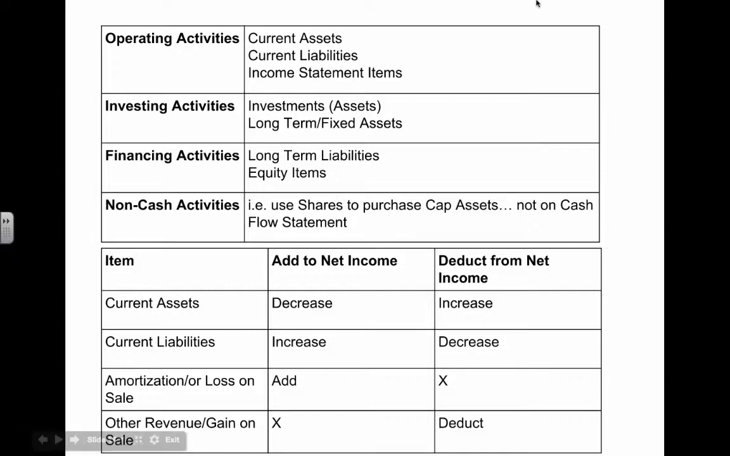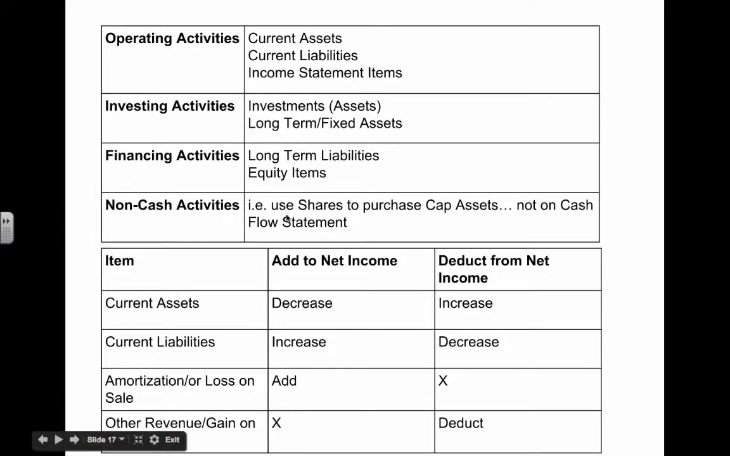And the top section here is just a review. Remember, there's operating activities, investing activities, and financing activities, and this is where you need to look. So for operating activities, we're going to look at our current assets, not including cash, our current liabilities, and certain income statement items. For the investment activities, we're going to look at changes in investment accounts and changes in fixed asset accounts. For financing activities, we're going to look at changes in long-term liabilities and changes in our equity accounts.